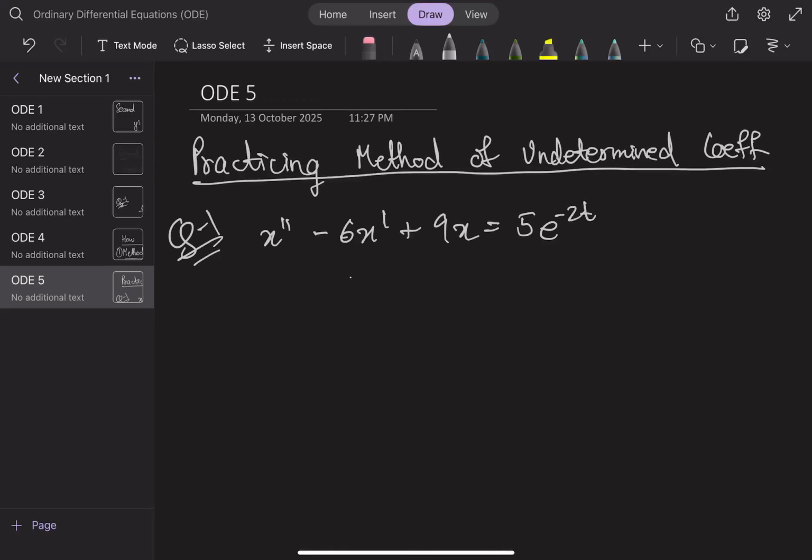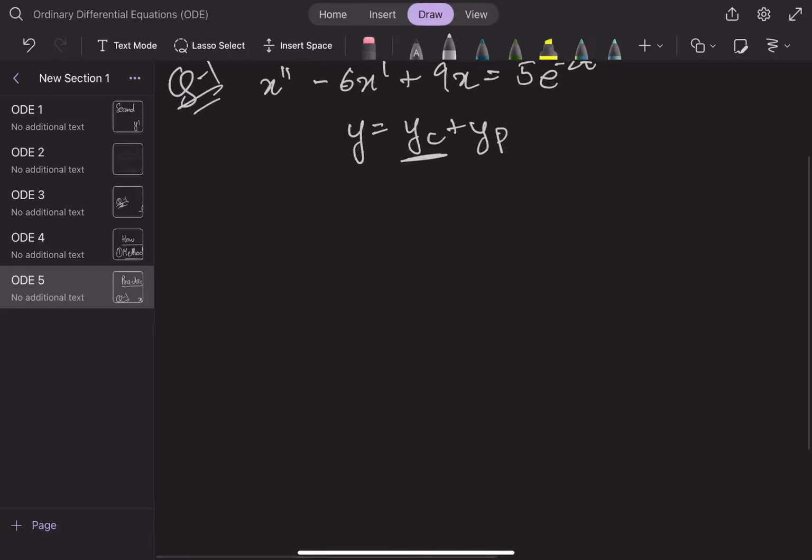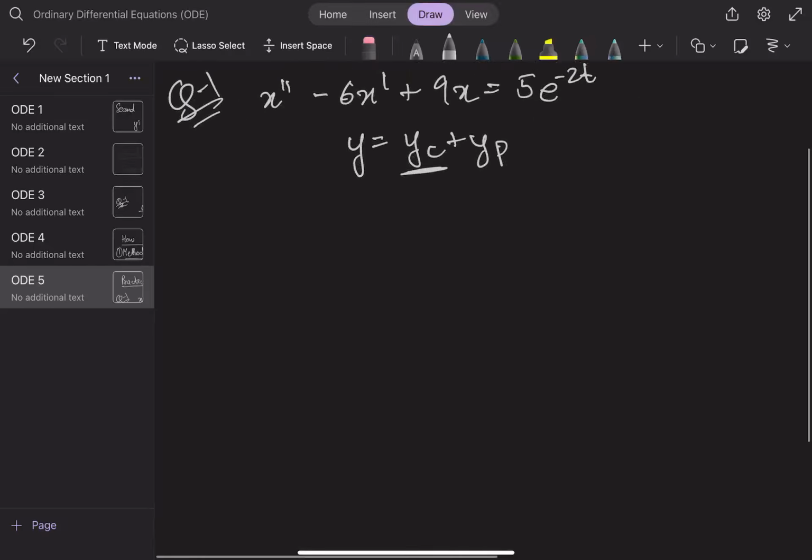So as you know, your y is always equal to yc plus yp. So first let's work on finding yc. What you have to do to find yc is you're gonna simply ignore the RHS and write it as 0. When you're writing in your exam, make sure you mention that you're finding the CF first.